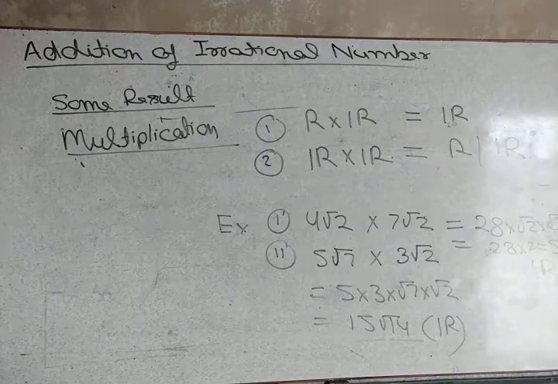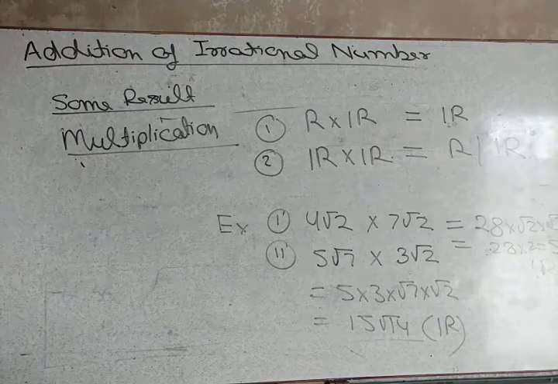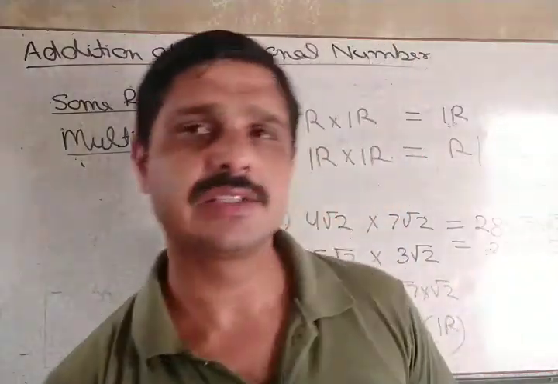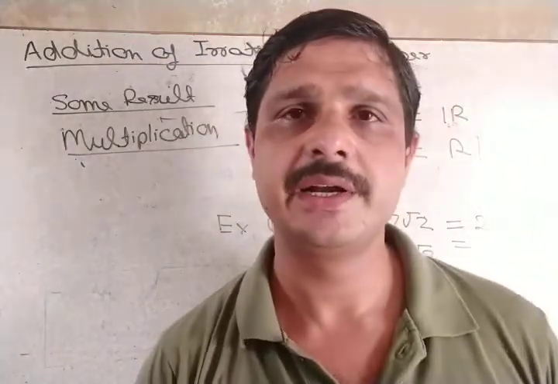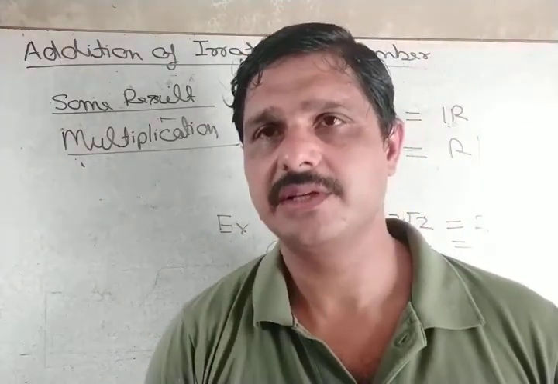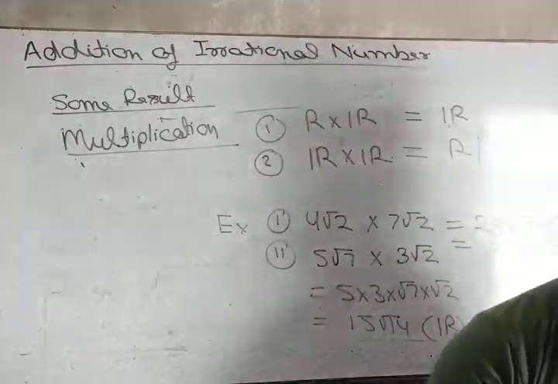You can also check for division, and if the irrational part is cancelled out, then you can say the number is rational, otherwise it would be irrational. So please pause the video and note it down.